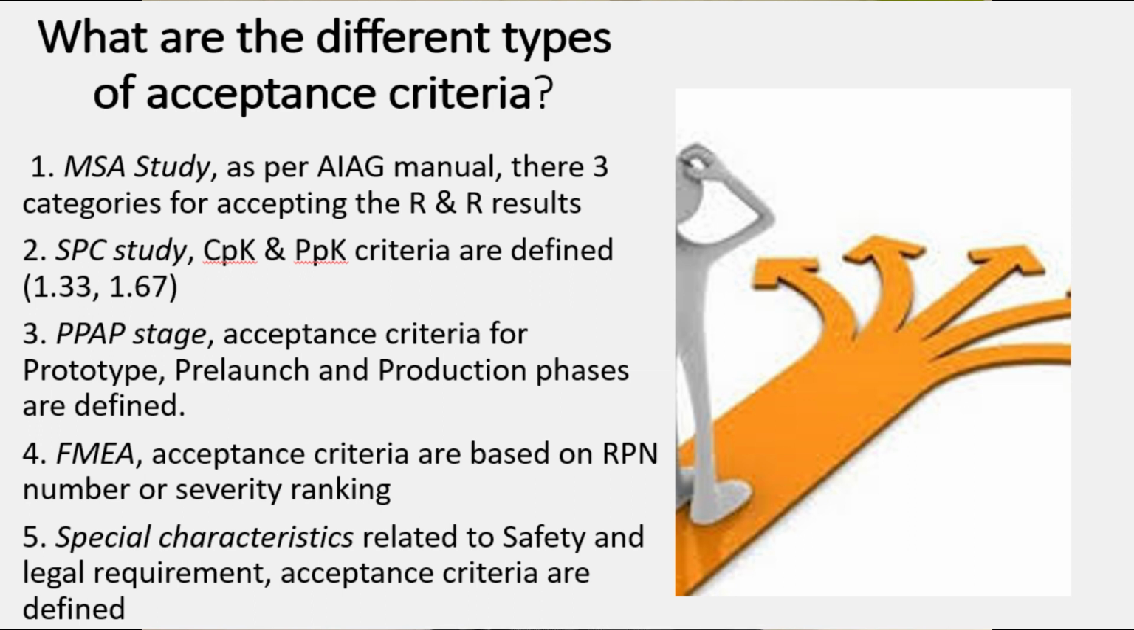When we talk about new product development, there are 3 different stages: prototype, pre-launch, and production. These 3 are also different stages where an organization and customer decide whether the product which is being developed is fulfilling the guideline as per the expectation of the customer or not.